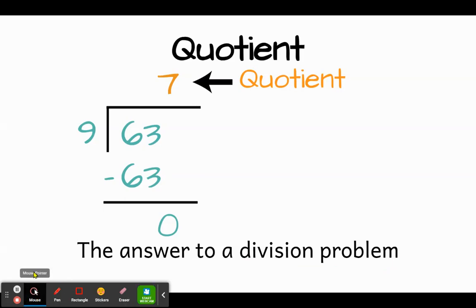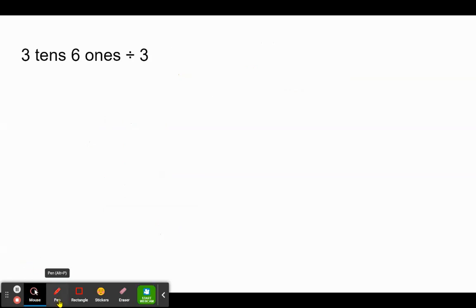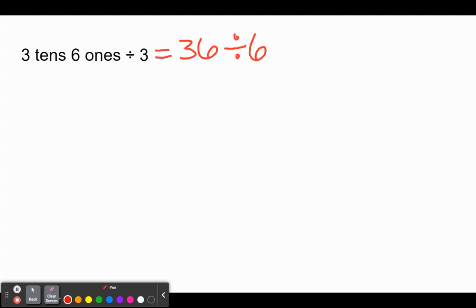Now let's get into our problem for today. We have 3 tens, 3 ones divided by 3. We can also write this in standard form as 33 divided by 3. Oh, I'm sorry, not 6, 3. We're going to do this two ways: once with a place value chart and once with the standard algorithm. So I'm going to draw my place value chart.